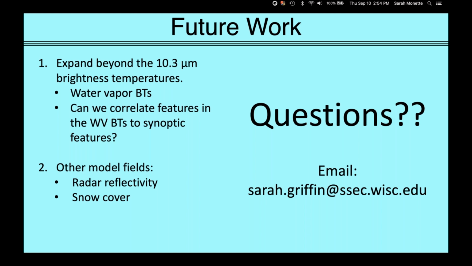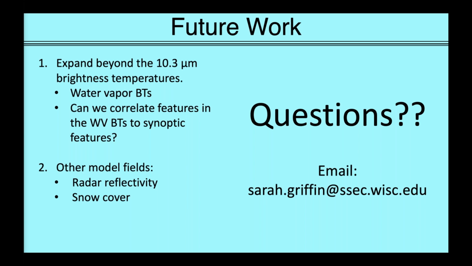I have a question, Sarah. You have shown this score, so it's based on a few runs. Do you think the results might change if you do more cases, different cases? How large a sample size do you think you need to reach a conclusion about the different physics packages, the microphysics and the planetary boundary layer physics?